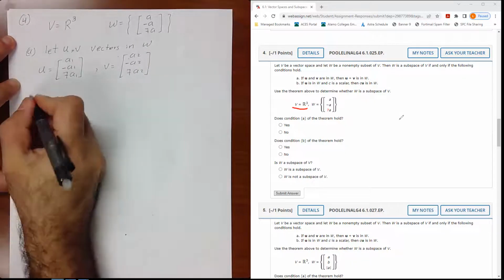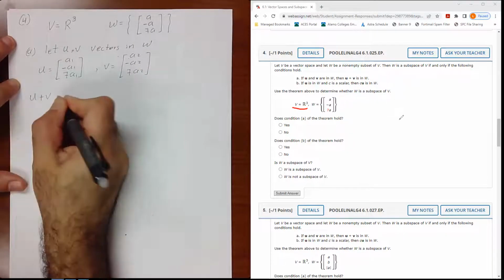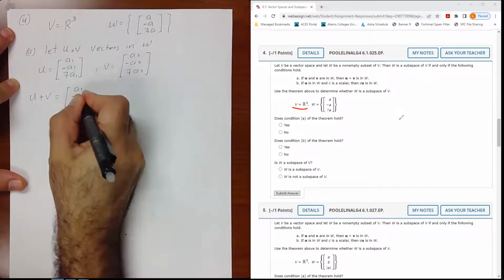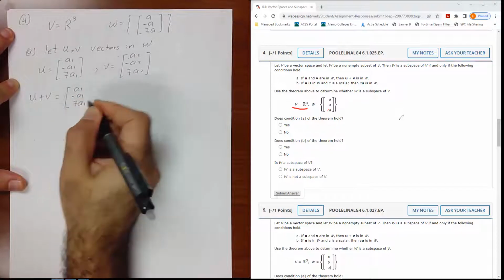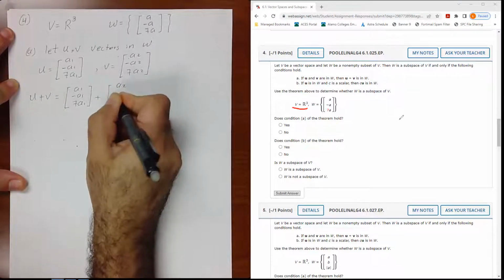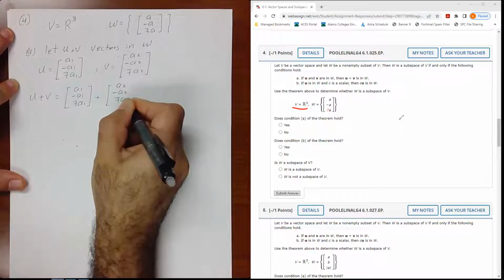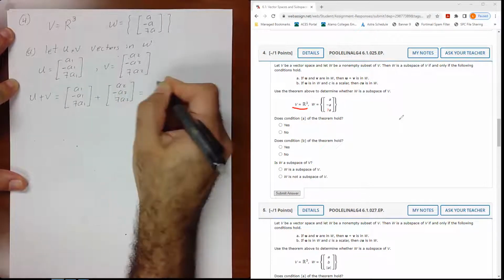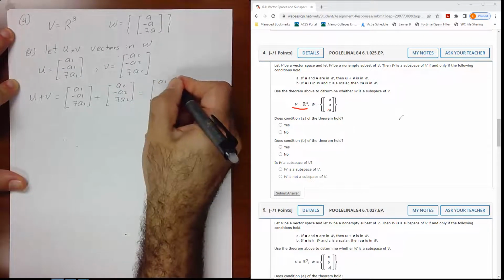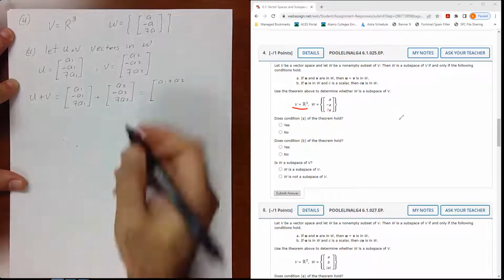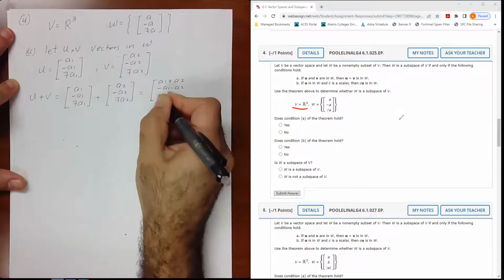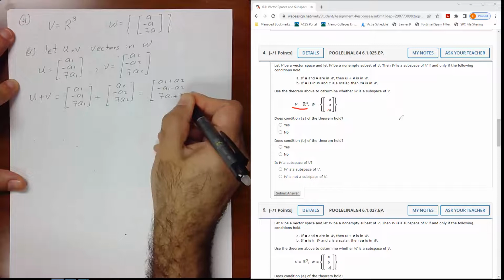Now we need to prove that U plus V, the result, is going to be in W. So here is A1, negative A1, and 7A1, plus A2, negative A2, and 7A2, is going to be equal to, when you add these two vectors, A1 plus A2, then negative A1 minus A2, and 7A1 plus 7A2.